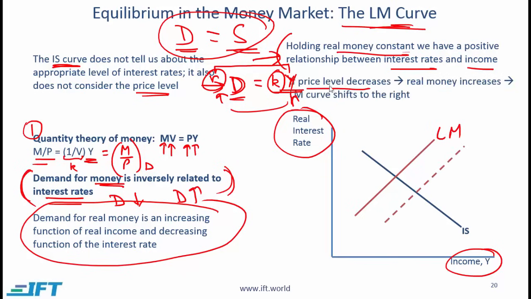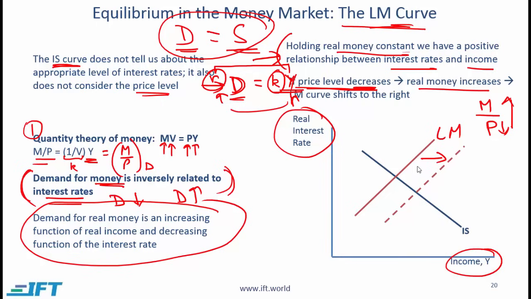Now what happens if the price level decreases? A decrease in price level means that real money increases. Remember, the definition of real money is M over P. We are saying that M, the nominal money supply, for example, is the same, but if P comes down, then real money goes up. If real money goes up, then the LM curve will shift to the right.